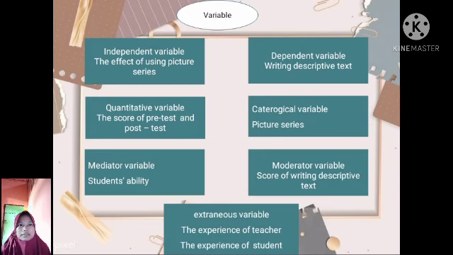And then there is a quantitative variable, which is the score of the pre-test and the post-test, and a categorical variable, which is the picture series. And the mediator variable in my research is student ability in writing, and the moderator variable is the score of the writing descriptive text. And the extraneous variable is the experience of the teacher and the experience of the students.